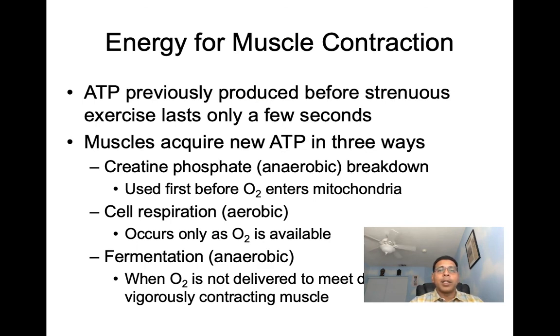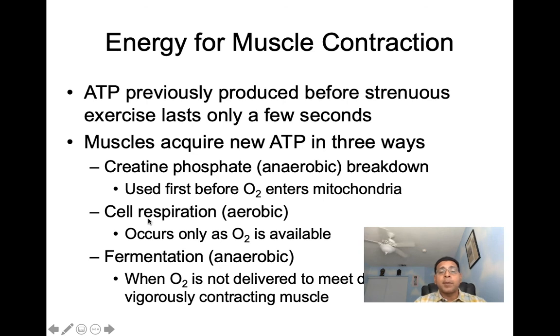All right, then last here we can see ATP previously produced before strenuous exercise lasts only a few seconds. Muscles will acquire new ATP in 3 ways. First, thanks to creatine phosphate breakdown, which is an anaerobic process. This is the process that's used first before oxygen even enters the mitochondria.